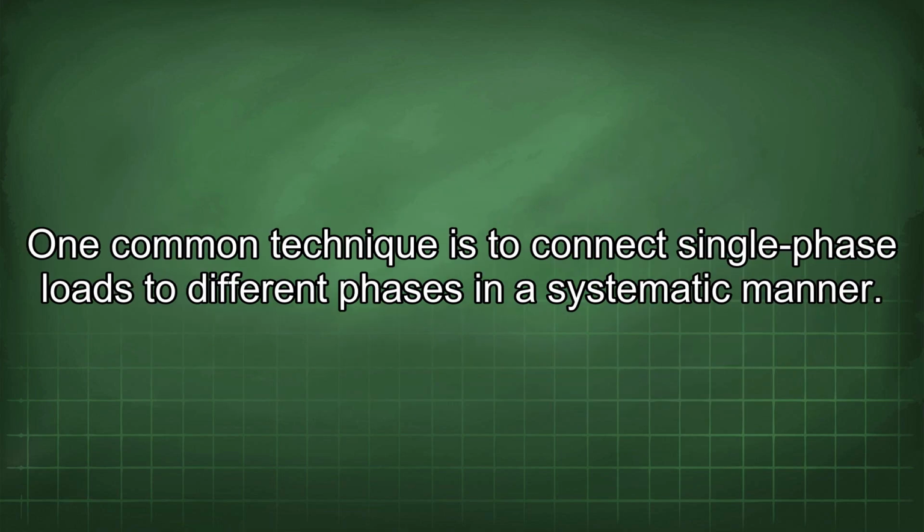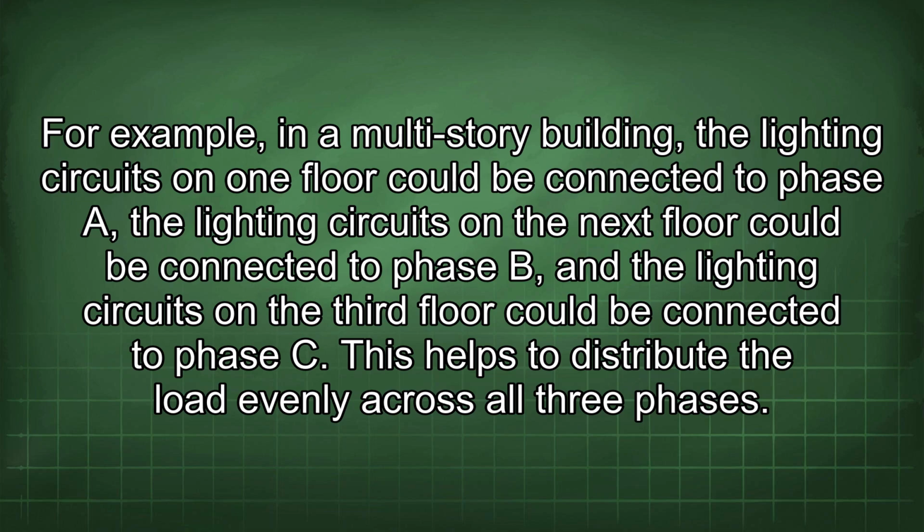There are several techniques that can be used to achieve load balancing. One common technique is to connect single-phase loads to different phases in a systematic manner. For example, in a multi-story building, the lighting circuits on one floor could be connected to phase A, the lighting circuits on the next floor could be connected to phase B, and the lighting circuits on the third floor could be connected to phase C. This helps to distribute the load evenly across all three phases.